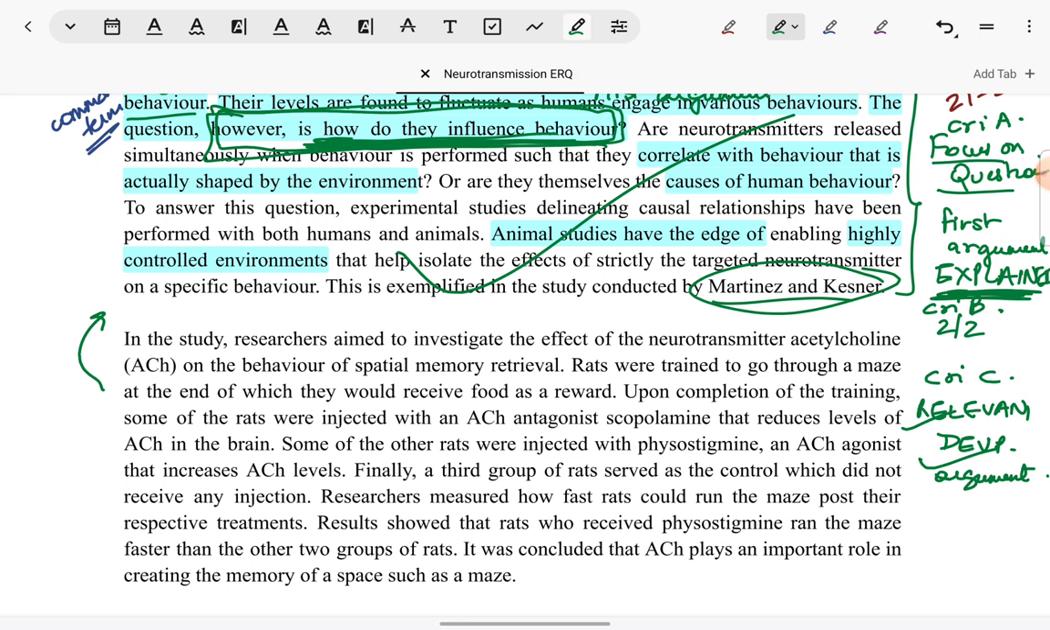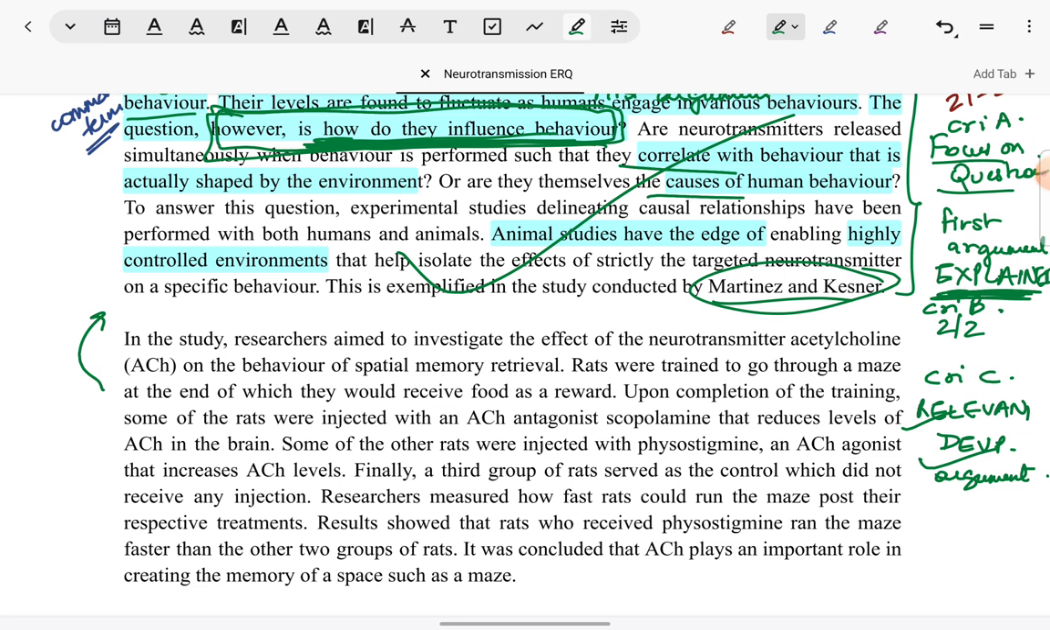Another thing is, many students use multiple studies to support the same argument. So when it comes to are neurotransmitters correlational or causative of human behavior, 2-3 studies, that is all the studies in the essay, will be revolving around this argument only. That's a very poor approach. Make sure you have a range of arguments and you have different studies supporting different arguments.